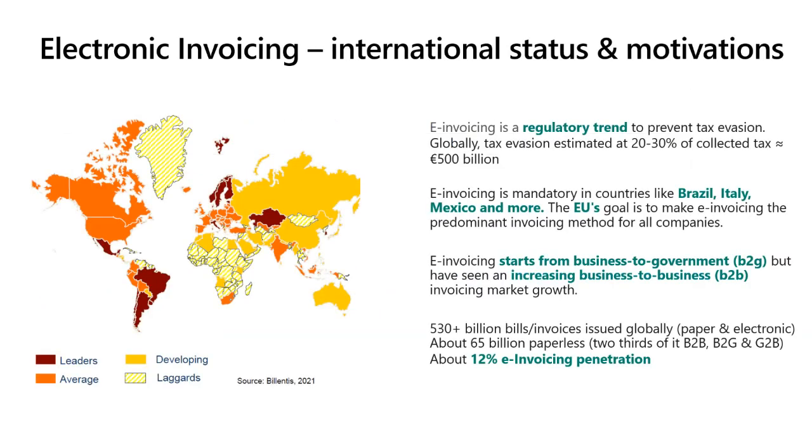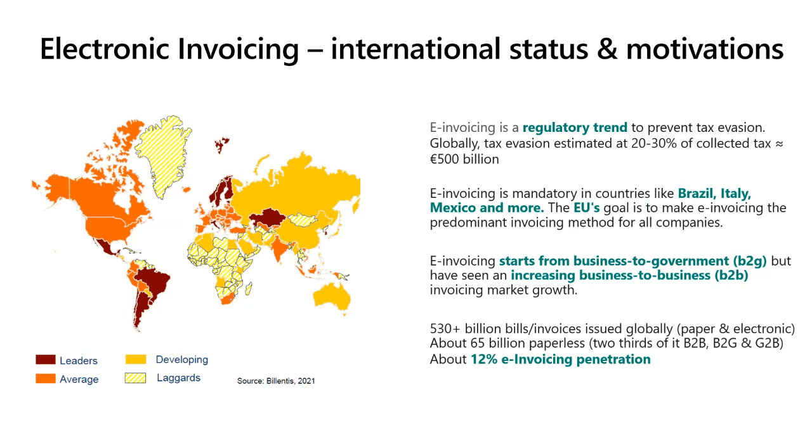So first, let's give you the context and the motivation for the electronic invoicing service. Electronic invoicing nowadays is a regulatory trend which was mostly made to prevent tax evasion. Globally, estimations say that 20 to 30% of tax collection has problems with tax evasion. And electronic invoicing is already a reality in many countries around the world, such as Brazil, Italy, Mexico, and more.